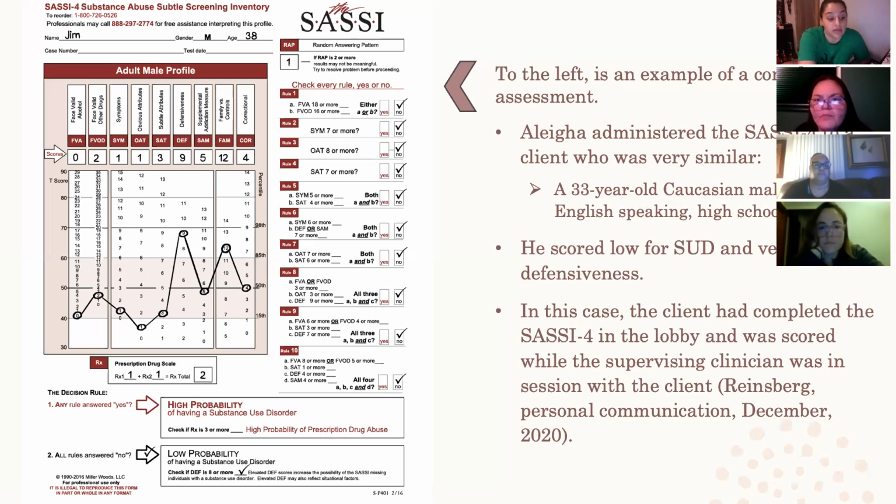So even though on the bottom in number 2, all rules answered no, which would indicate a low probability of having a substance use disorder, Jim reported a high defensiveness score. So we would report that though this assessment does not rule out a substance use disorder, it does show that he has dishonesty when reporting, because he answered the indirect questions in a way that would exhibit a substance use disorder. This is where you would use other tools such as the DAST or the Michigan assessment tools to verify where he's at.